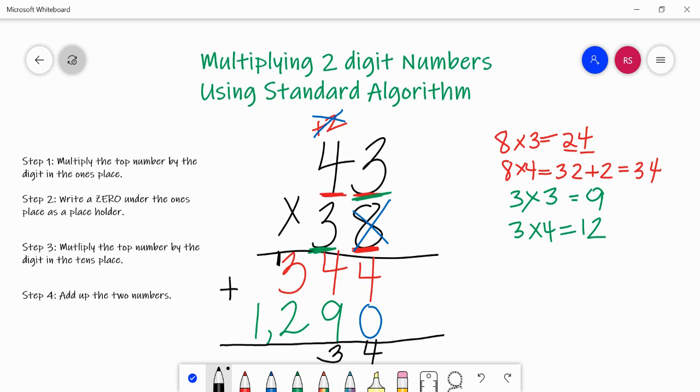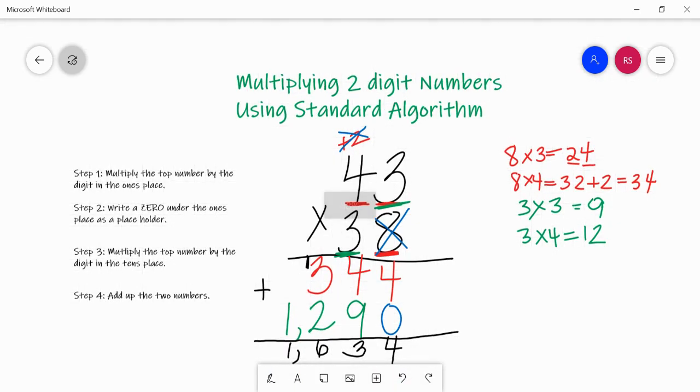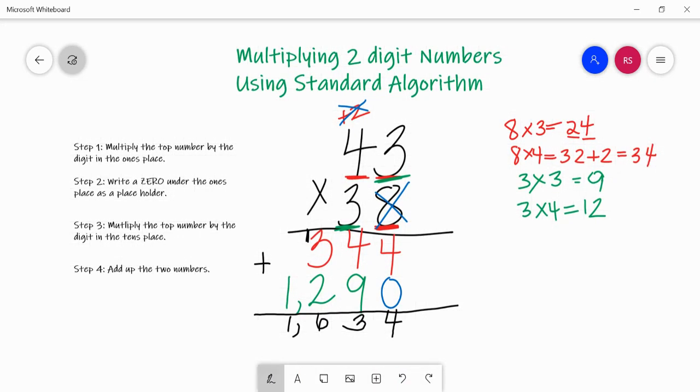Now we have 3 plus 2. I know that 3 plus 2 is 5, plus 1 more is 6. And then that 1 in the thousands place, there's nothing to add with that 1 in the thousands place. So we just have 1,634 as our final product.